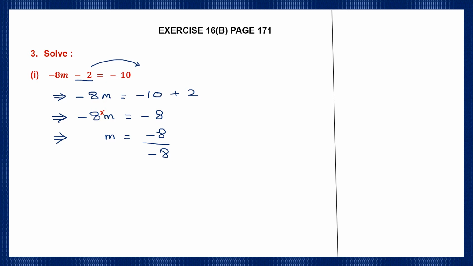So now let's divide minus 8 by minus 8. Minus into minus is plus. When you divide 8 by 8, it is 1. 1 by 1 or simply 1. So we have solved for m. The value of m is 1.